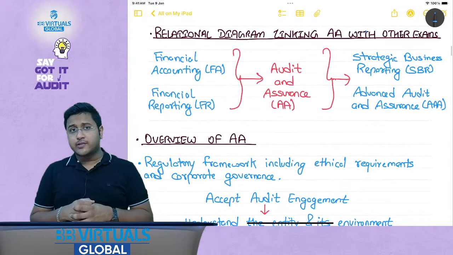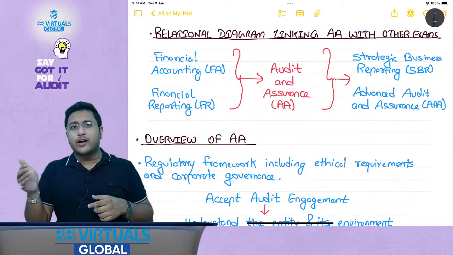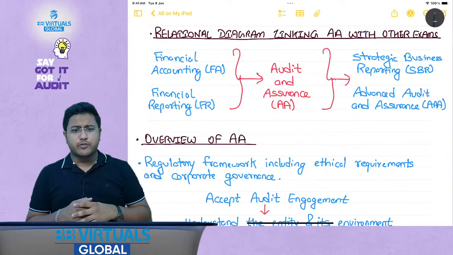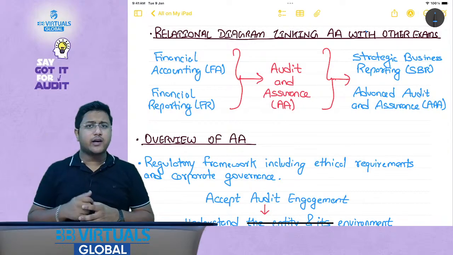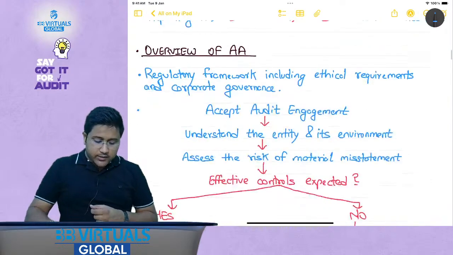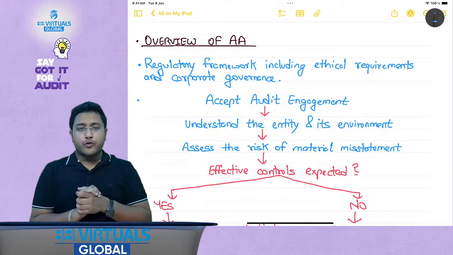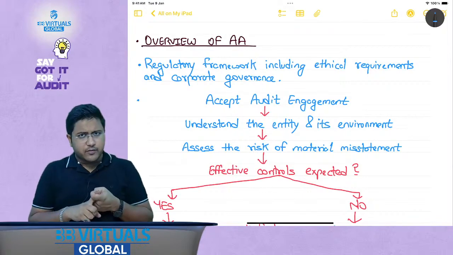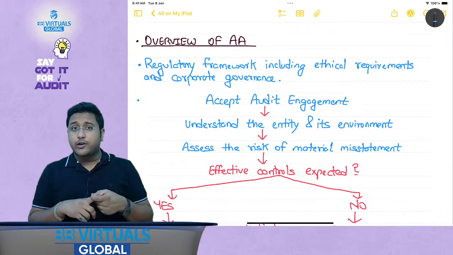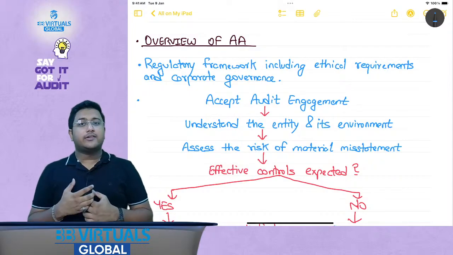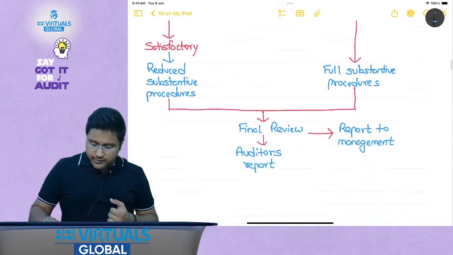Then we are going to discuss how AA relates to your other papers. How is it related to FA? How is it related to FR? How is it related to SBR? How is it related to AAA? Then we are going to discuss the overview of AA, that is, what kind of chapters are covered inside this particular paper, what kind of topics are covered, and what could be the testing criteria of the examiner. We are going to discuss that.